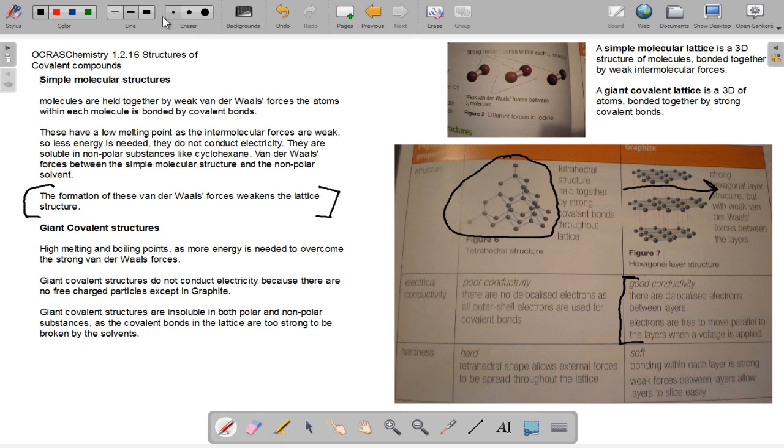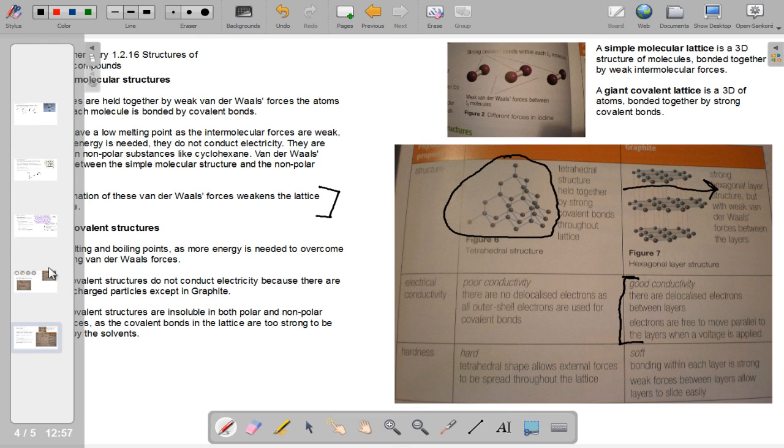So that's it for this tutorial. I hope you found this useful. I will upload exam questions on this. They tend to have written questions when it comes to covalent compounds, hydrogen bonding and metallic bonding. So I'll upload a few examples in later tutorials so you can have a go at them.